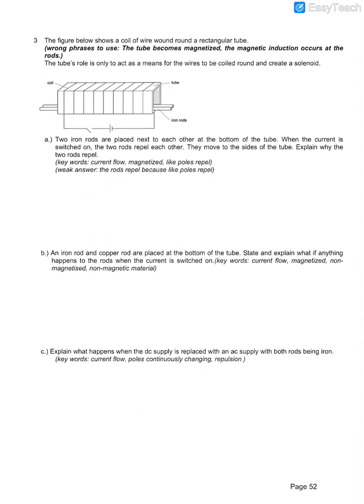So when your two rods are placed next to each other at the bottom of the tube, when the current is switched on, the two rods repel each other. Explain why. Those who give weak answers simply say like poles repel. You learned before that north and north pole repel, south and south pole repel. But how do you answer this? Why is it that they repel?